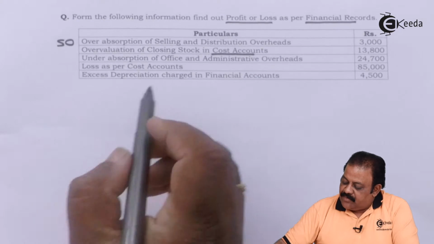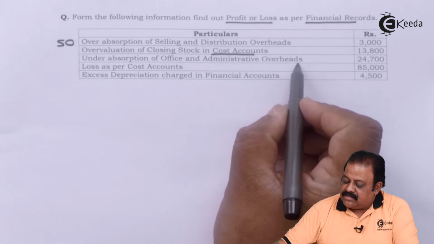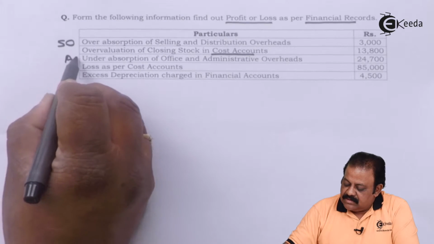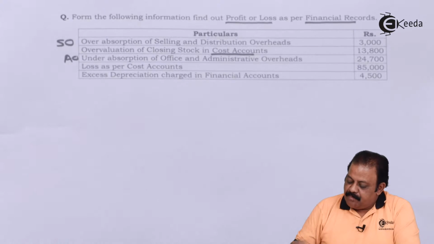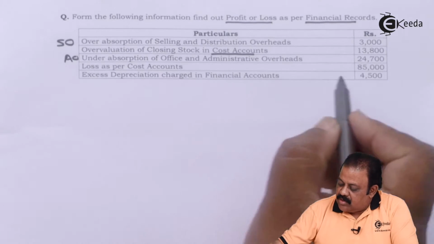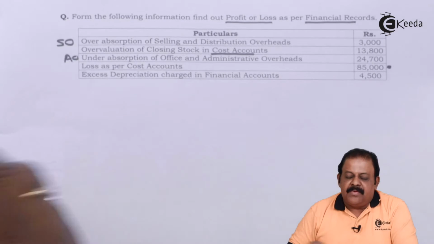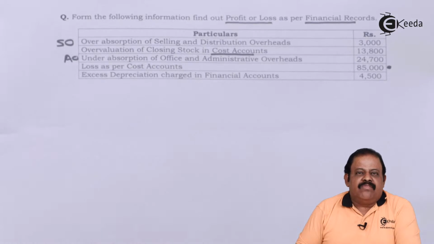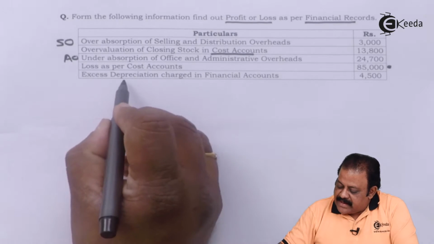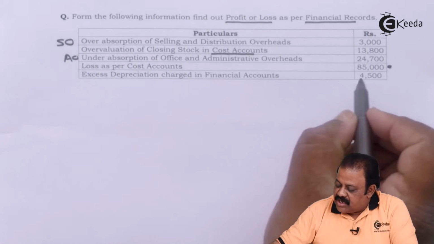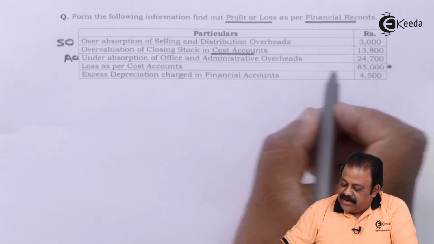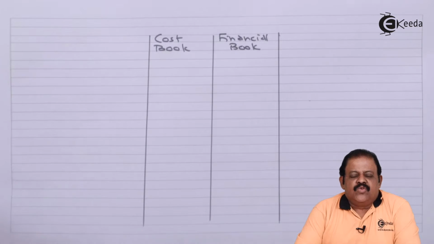Under absorption of office and administration overheads as per cost book. Loss as per cost account 85,000. So this will be a starting point for solving the sum. Excess depreciation charge in financial account 4,500. Our solution will start with loss as per cost book.